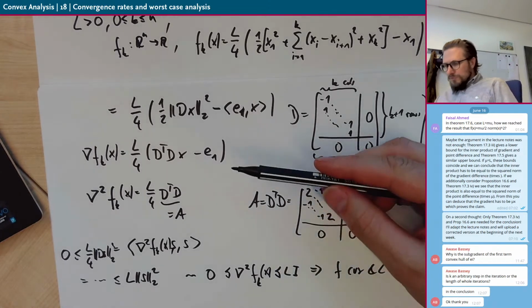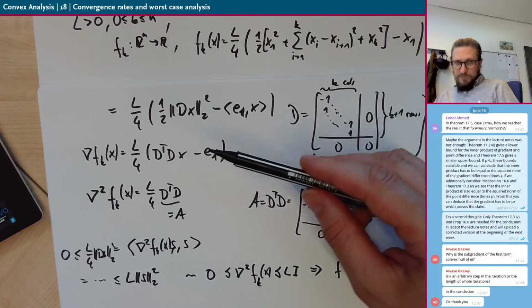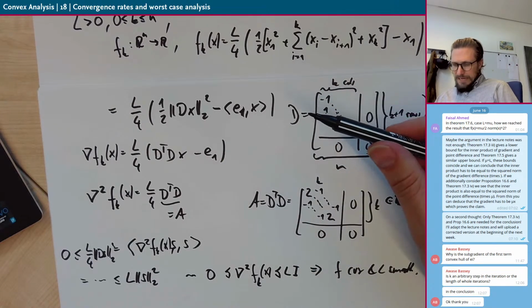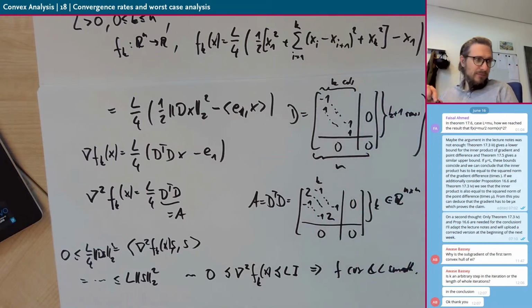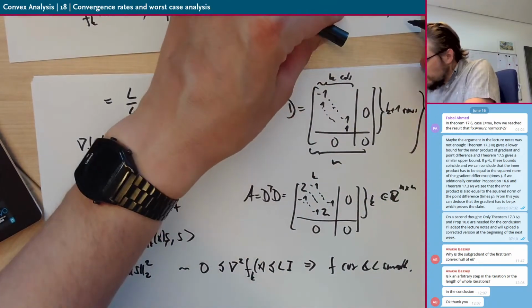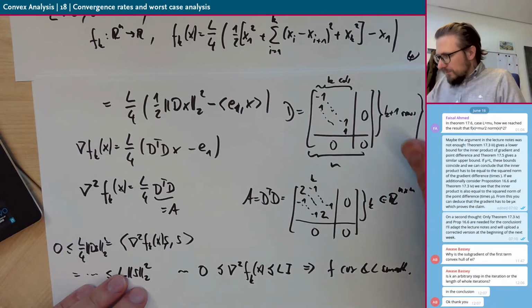You could also prove the same thing with the gradient. It boils down to calculating the norm of A times the norm of d transpose d, and this is L. Okay, good. So now, where's the minimum?